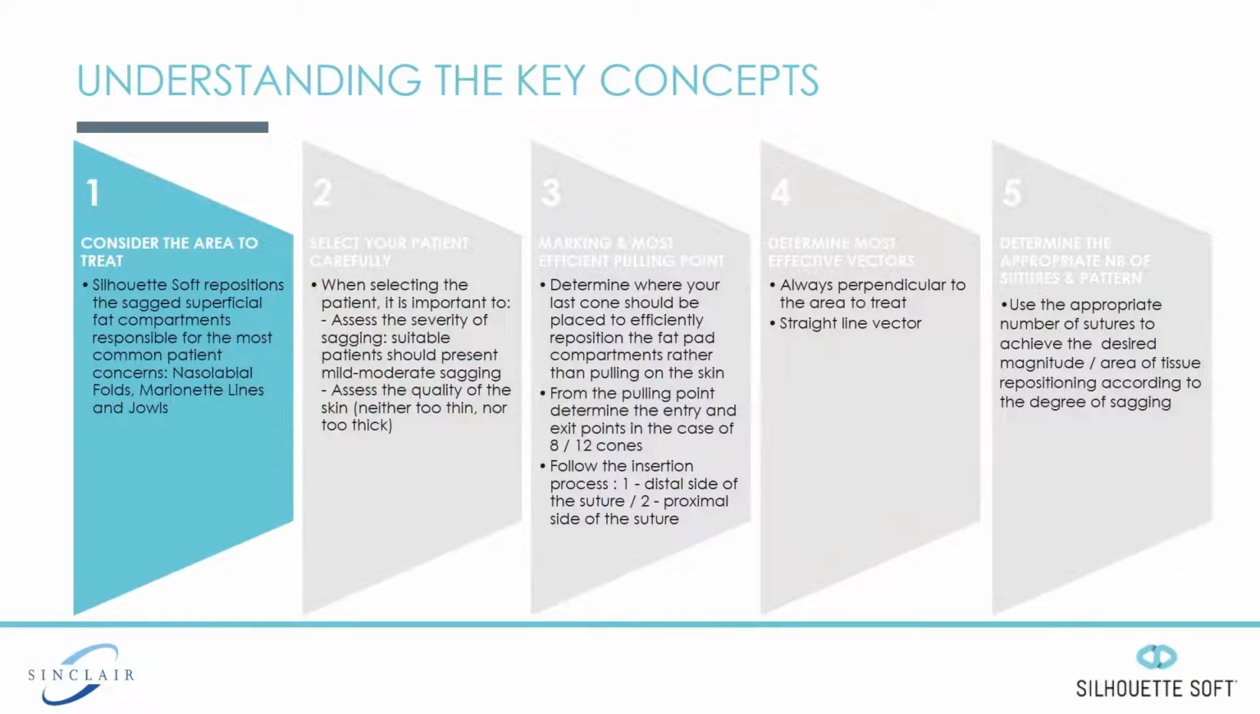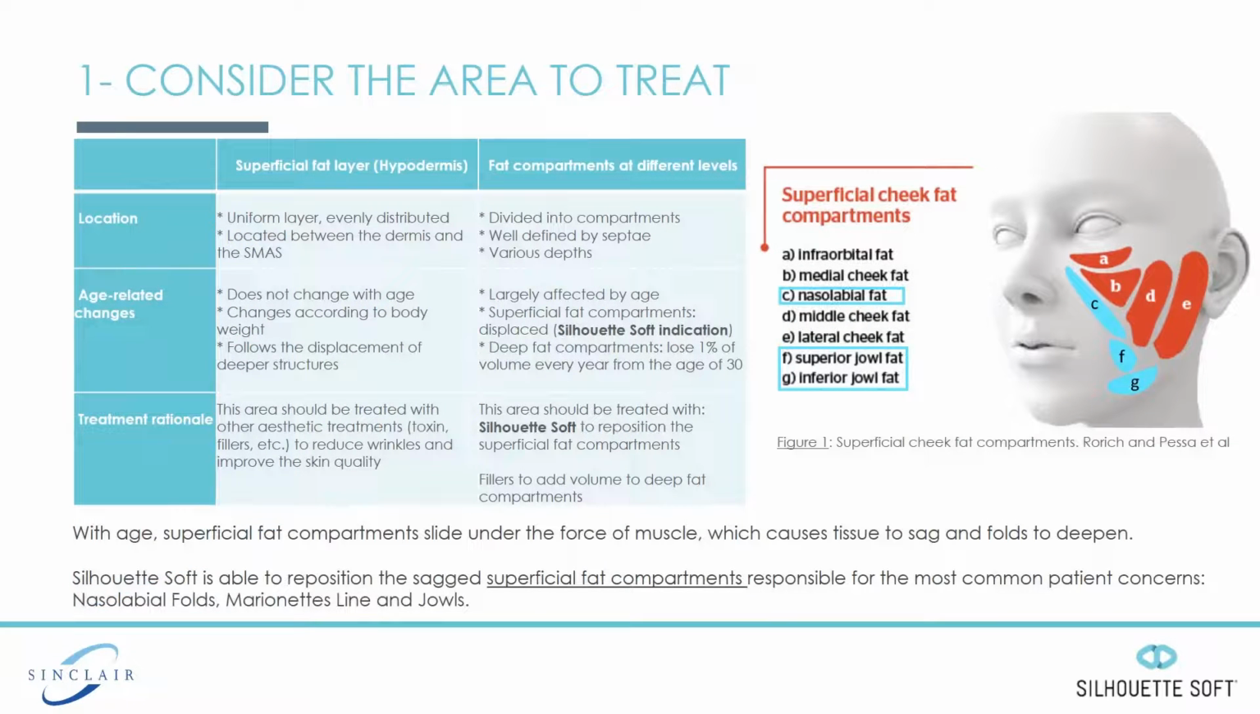The first key concept is to consider the area to be treated. Treatment with Silhouette Soft aims to reposition the superficial fat compartments. The superficial fat layer is what we are born with. It doesn't change with age and is only affected by changes in body weight. The superficial fat compartments become visible when there is sliding, which is associated with aging. There is loss of anchorage in the tissue and some volume may be lost in the deep fat compartments, which will affect these superficial fat compartments and may result in sliding of the tissue.